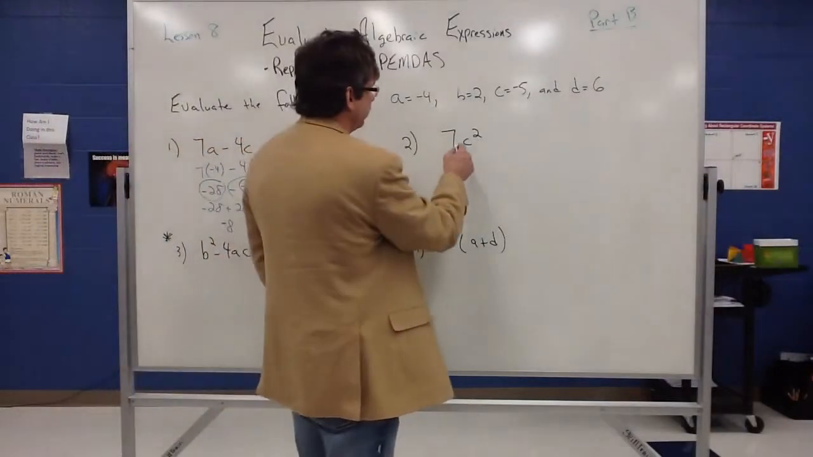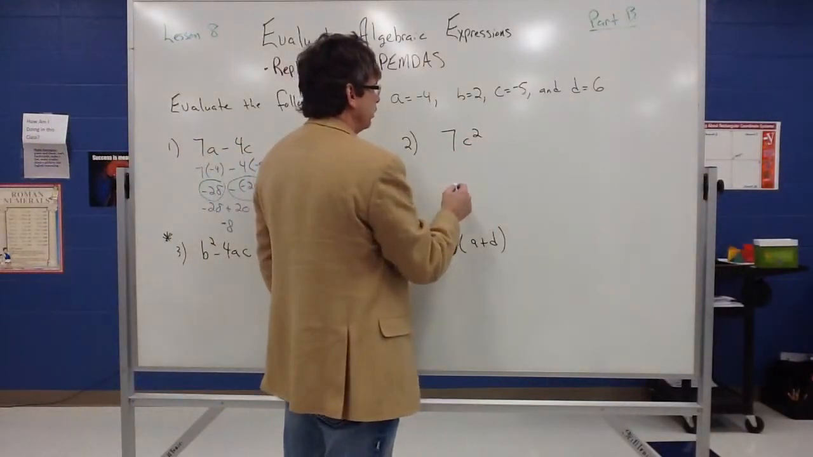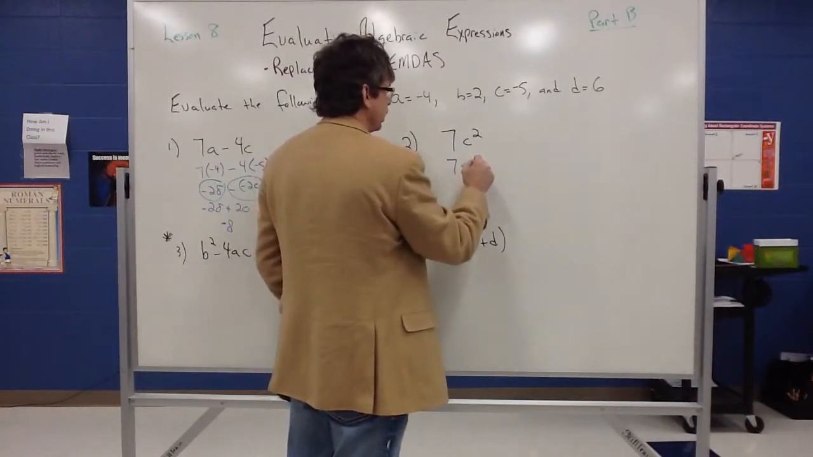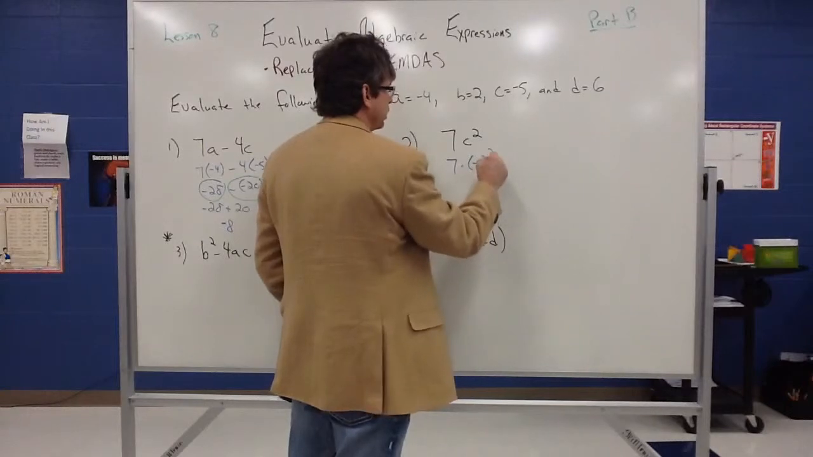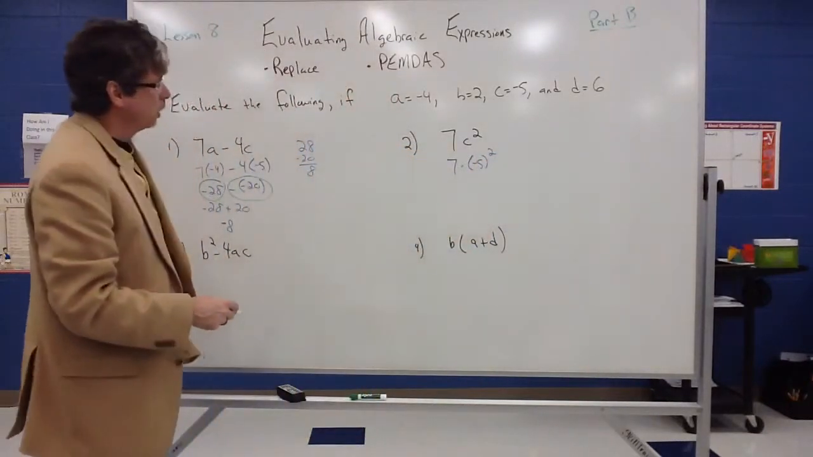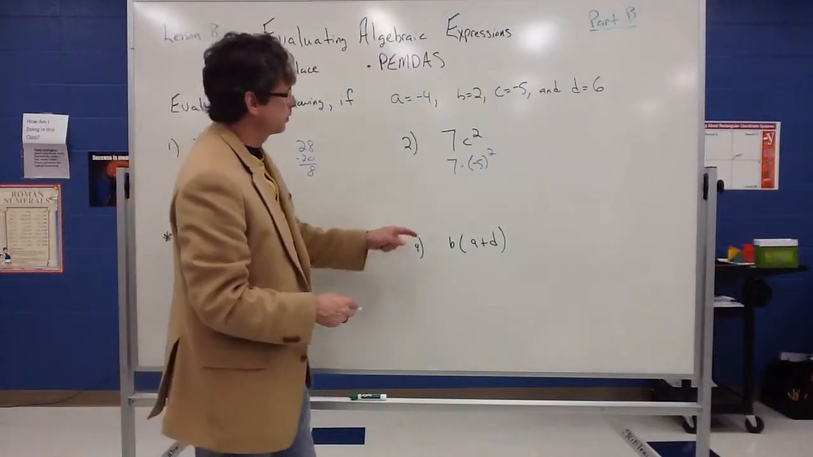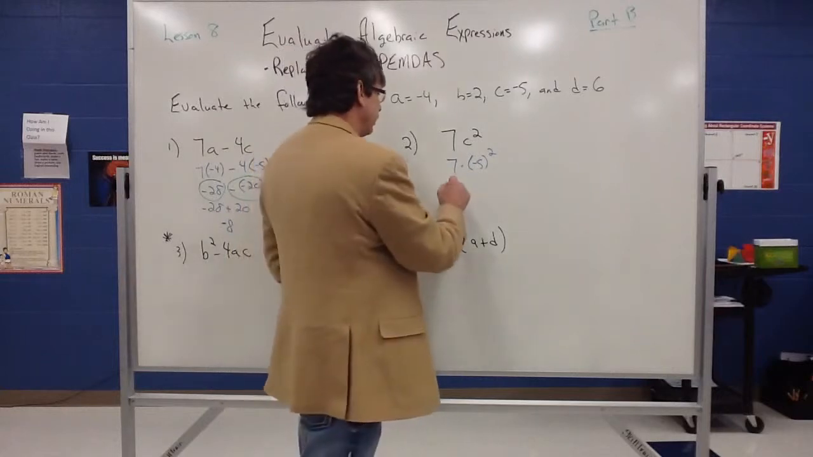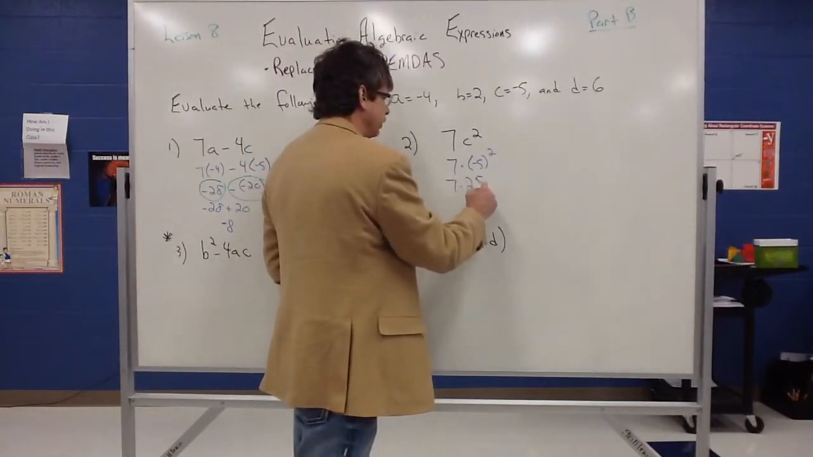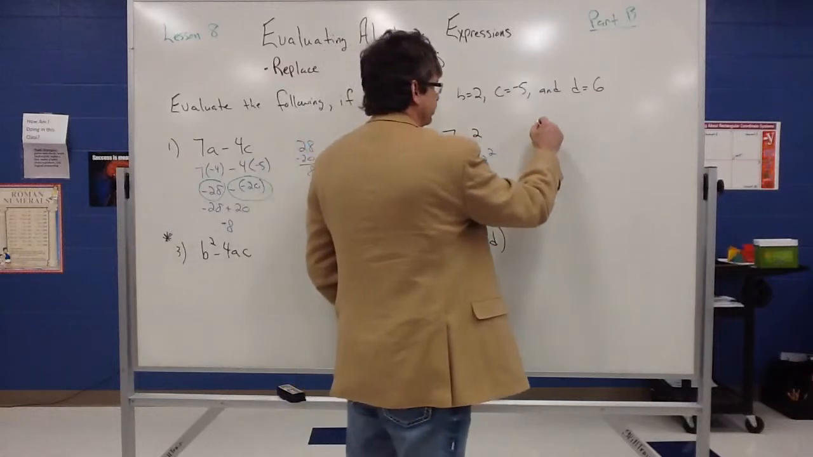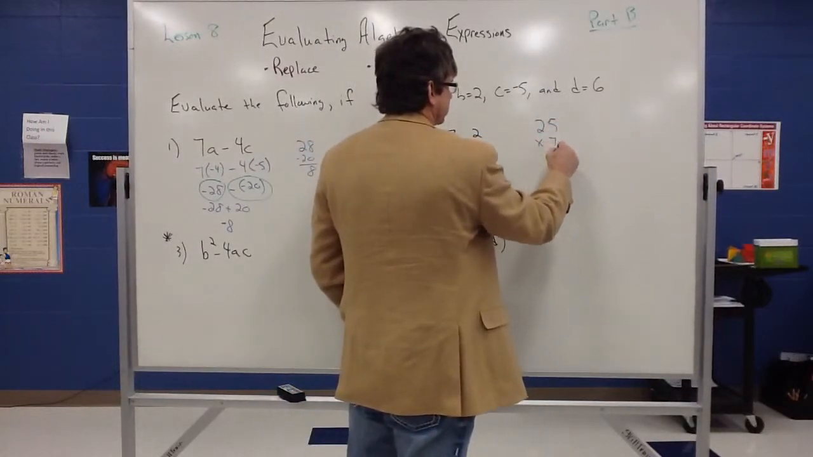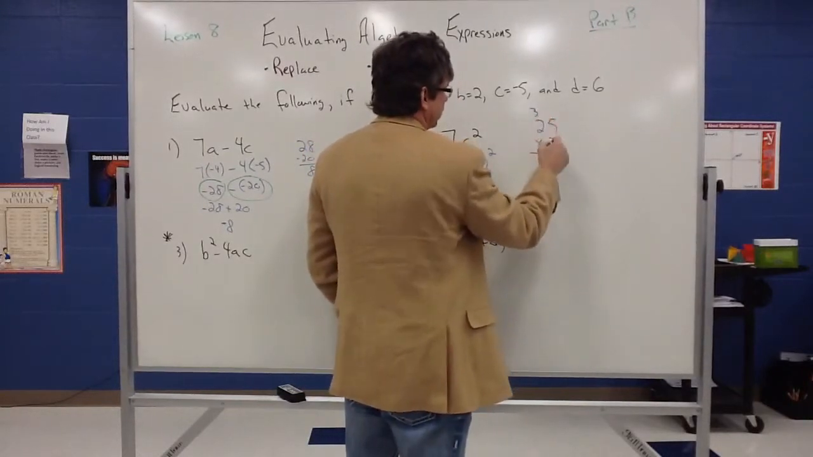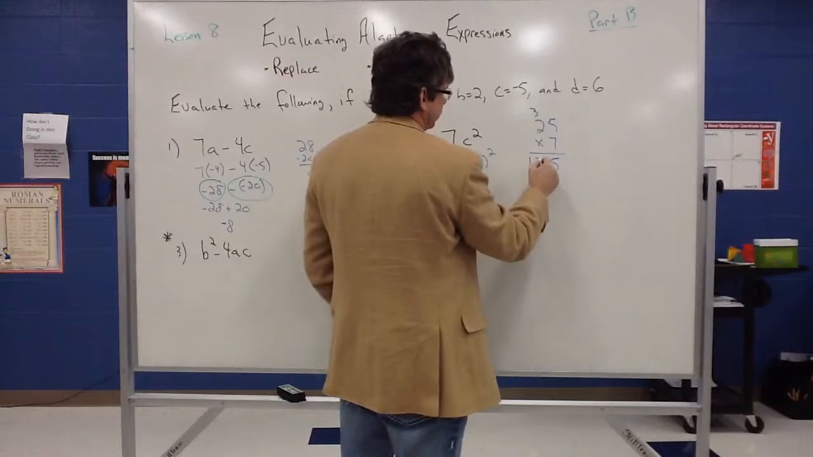Our next example, we have 7 times c to the second power, or 7 times c squared. So 7 times, going to have this -5 as being squared. So we have to follow the order of operations. And we know that -5 times -5 is +25, so it's going to be 7 times 25. And 25 times 7, again, we can go 7 times 5 is 35, carry a 3, 14 plus 3 would be 175.